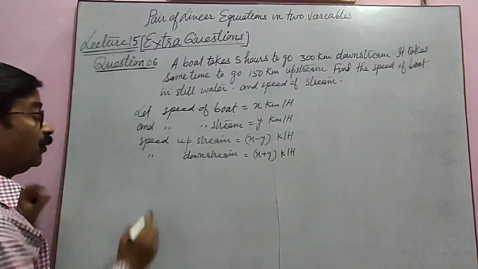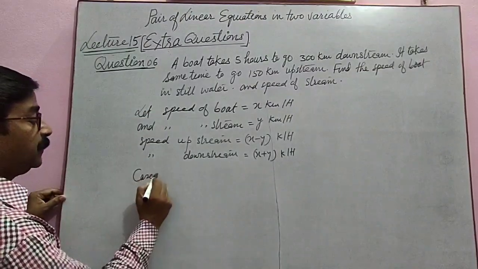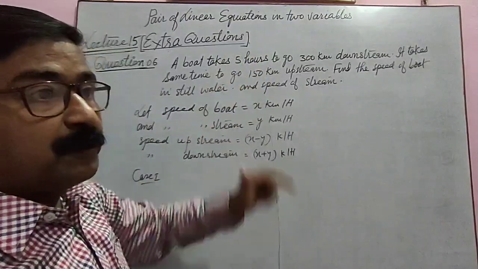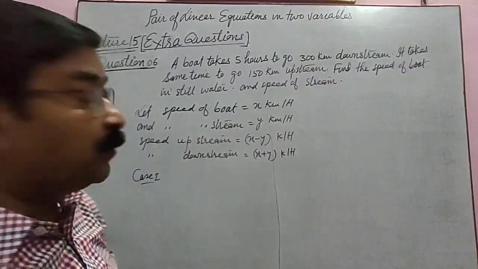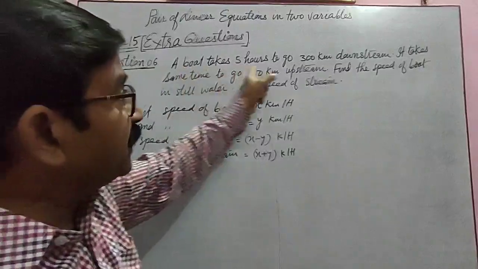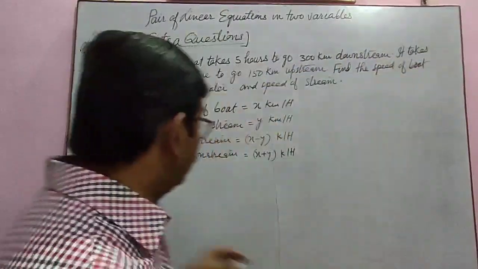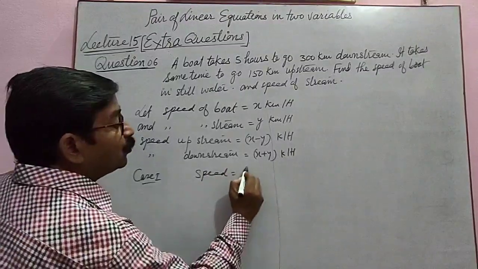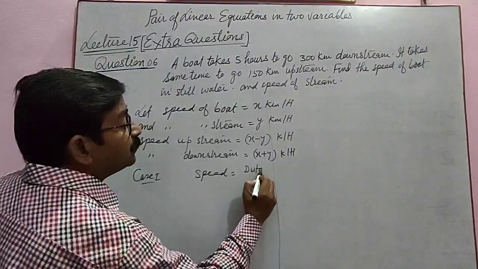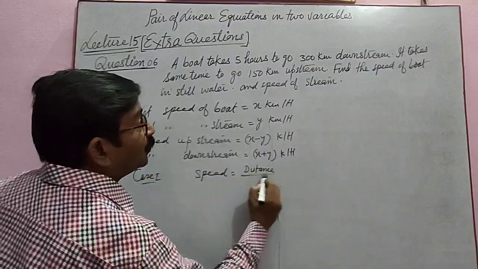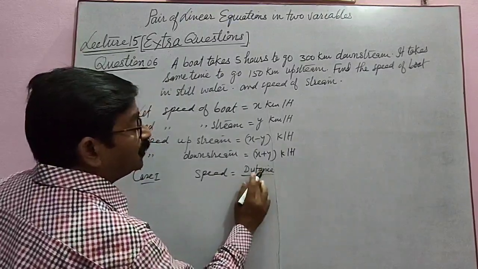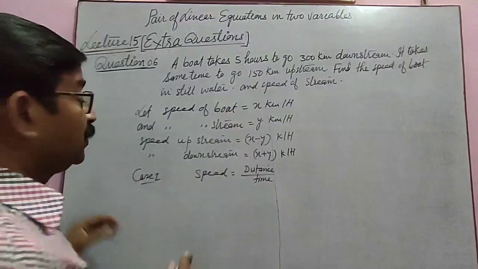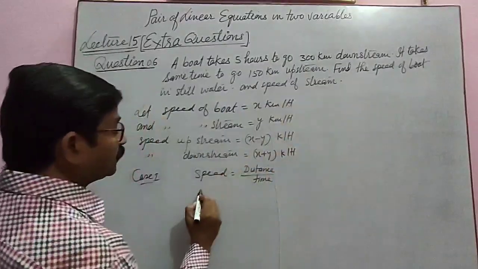Now in first case, see, time is given. So speed is equal to distance upon time, and in first case it is downstream. So you can write like this: speed is equal to distance upon time. Distance is given 300 kilometers and speed downstream is x plus y.